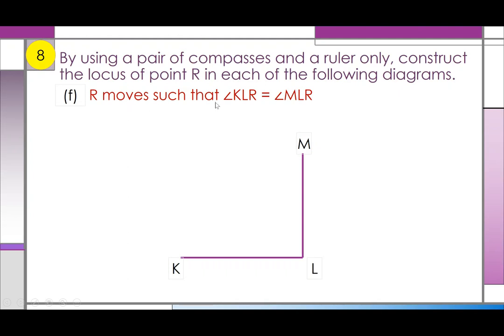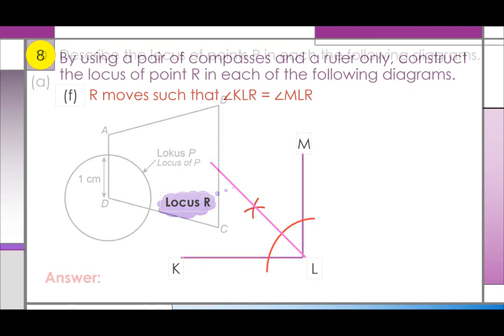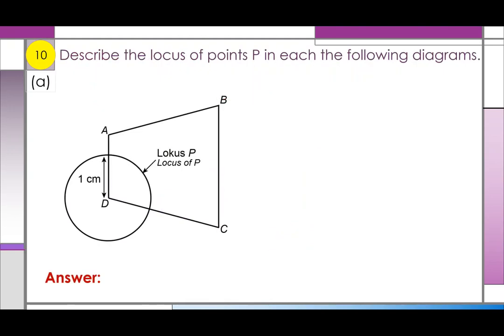Question F. R moves such that angle KLR equals angle MLR, R is my locus. So, KLR equal to MLR, so I know it's a straight line in between here. So, what I need to do, from center, I draw an arc, or just like this also can. So use this point, find the intersection. So this is the straight line. So locus R is the angle bisector. Okay, I stop here first.